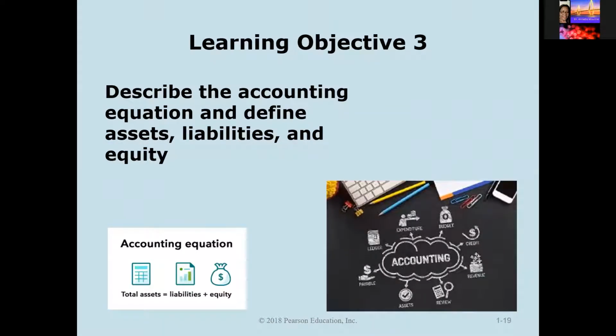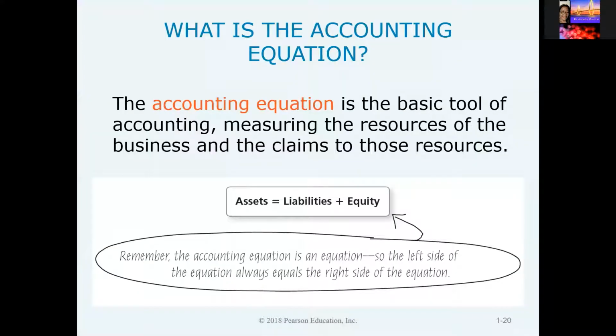So here we are with Learning Objective 3. Learning Objective 3 will describe the accounting equation, and define assets, liabilities, and equity. The accounting equation measures the resources of a business, what the business owns or has control of, and also the claims to those resources. And they are what the business owes to the creditors and to the owners.